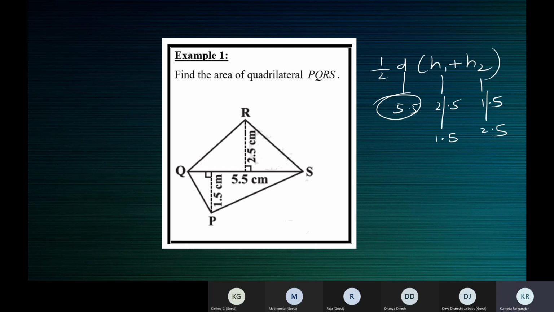If you join PR, that is if you join the opposite vertices, you can see the diagonals. P and R are the opposite vertices. So when you join PR, PR is a diagonal. Similarly, Q and S are opposite vertices, so QS is a diagonal. Half D into H1 plus H2. Half diagonal here QS into H1 plus H2. That is the altitudes, the perpendiculars on this diagonal.